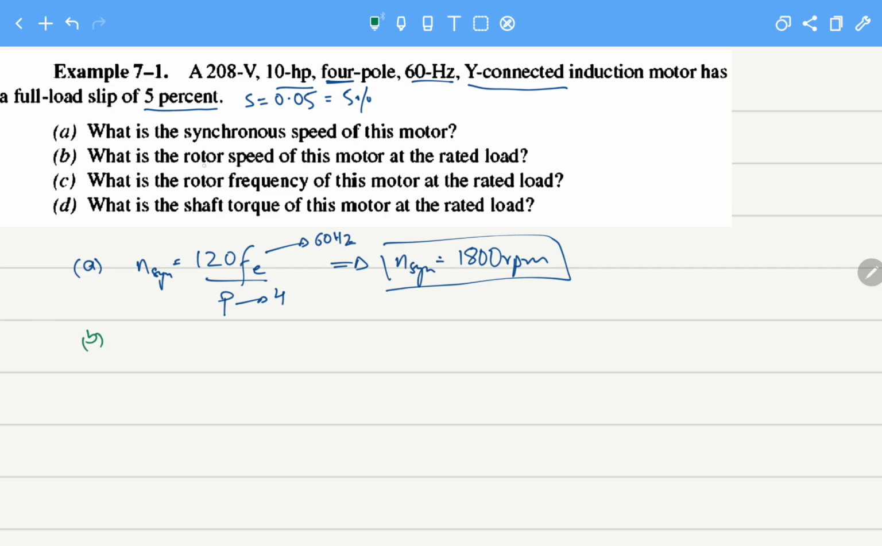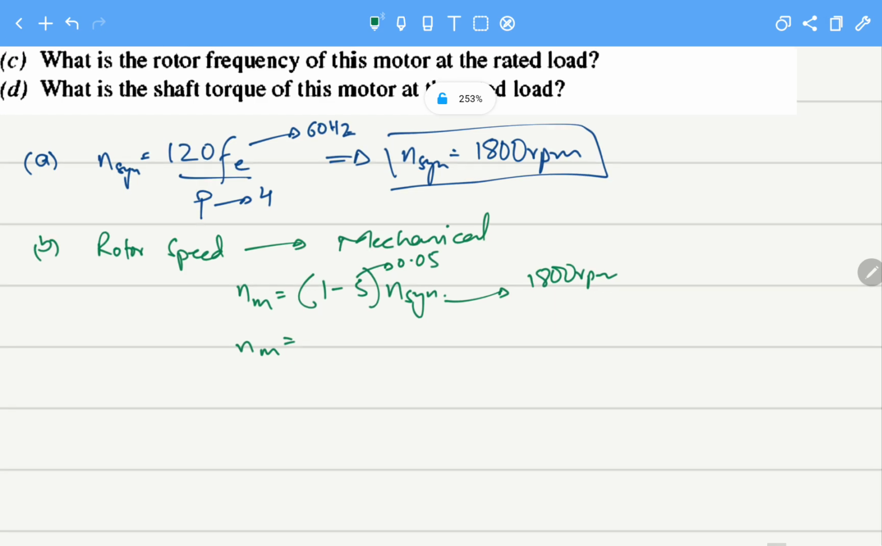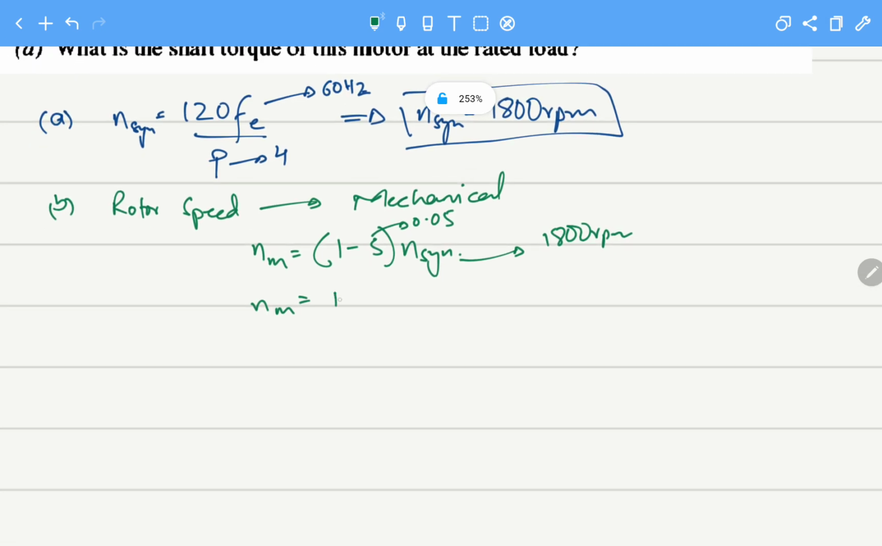The second part says, what is the rotor speed of this motor at the rated load? Rotor speed is actually the mechanical speed of the motor. We know the formula for mechanical speed, if we know the slip: 1 minus S times synchronous speed. The slip is 0.05 and the synchronous speed is 1800 RPM. So the mechanical speed will become 1710 RPM.